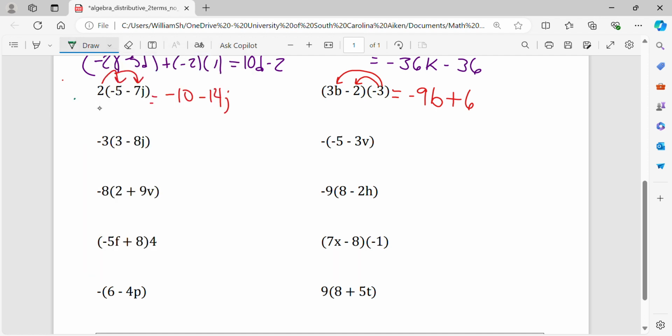This is where we should be. Got to work up this confidence and be able to rock and roll and go with it. Here we have -3 times 3 minus 8j.